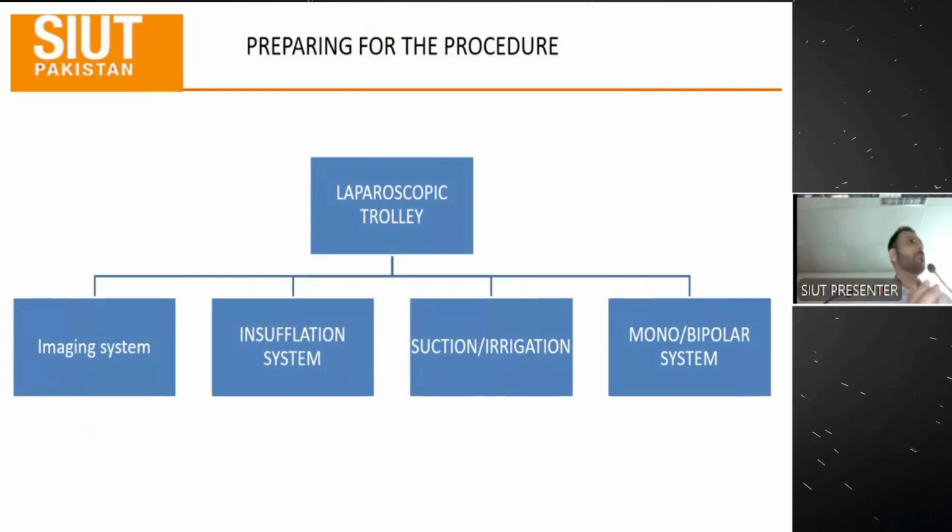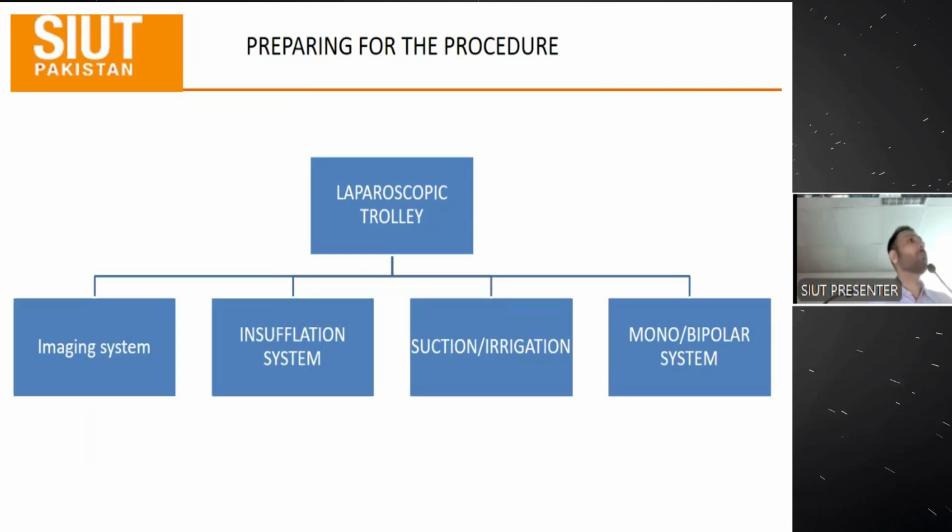It's like a shelf standing right there in front of you, and it has different devices on it. And what are those devices? You see the imaging system, the insufflation system, the suction and irrigation system, and a monopolar and bipolar system.